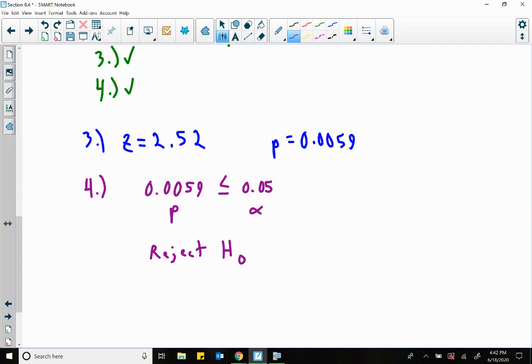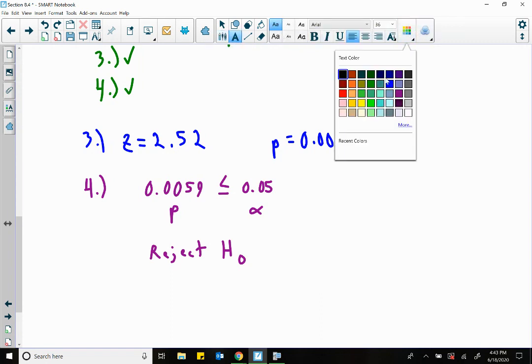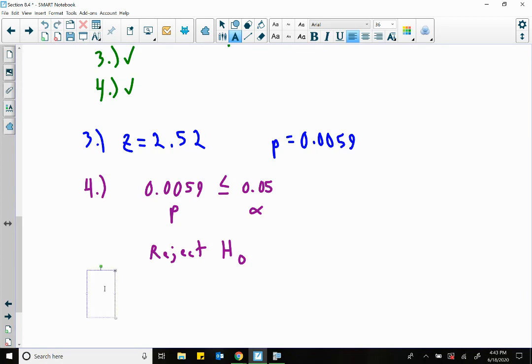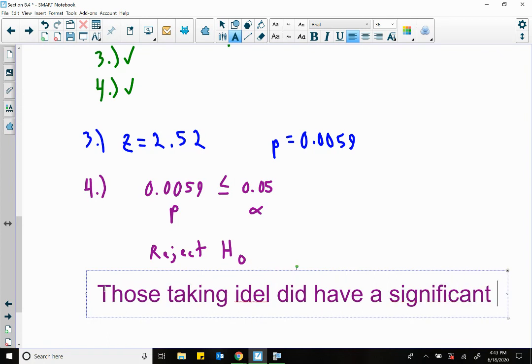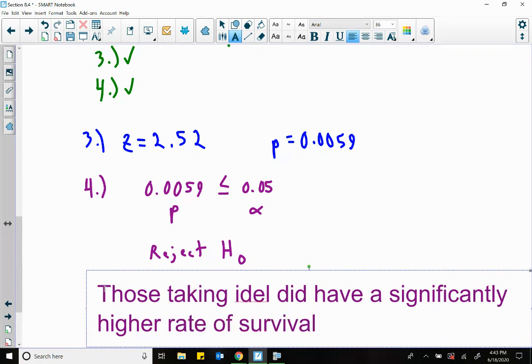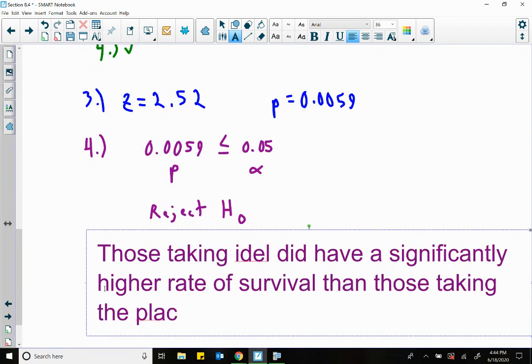Okay? We are going to reject it because, and again, you'll have a fill in the blank or multiple choice for this piece, because as usual, my stat lab tells us all the information we need. Those taking IDEL did have a significantly higher rate of survival than those taking the placebo.